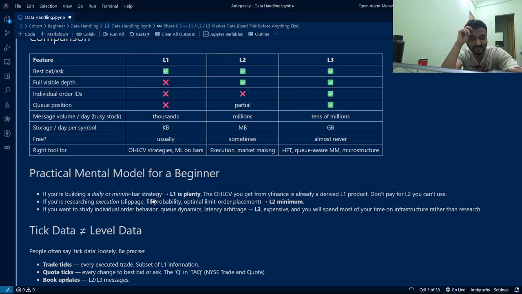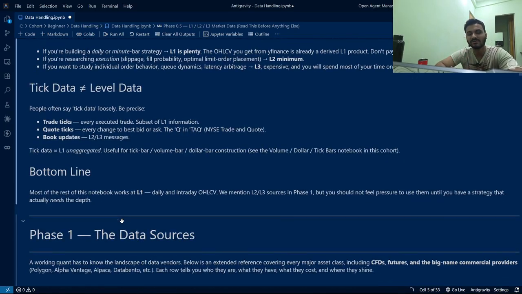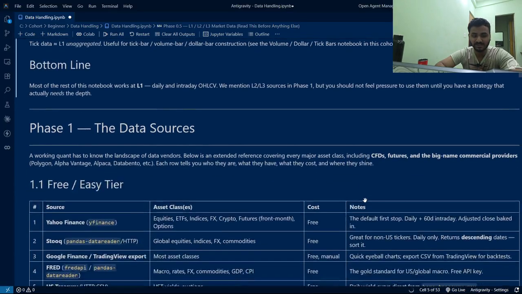L3 is expensive but useful. Tick data is not equal to level data. Tick data is basically every executed trade. It's a subset of L1, whereas the level data is the aggregate of all the ticks in a single time frame. Right? Now, the bottom line is most of the rest of this notebook works on L1, which you should focus on, daily and intraday. We mentioned L2 and L3 sources in phase one, but you should not feel the pressure to use them until you have a strategy that actually needs that much depth.